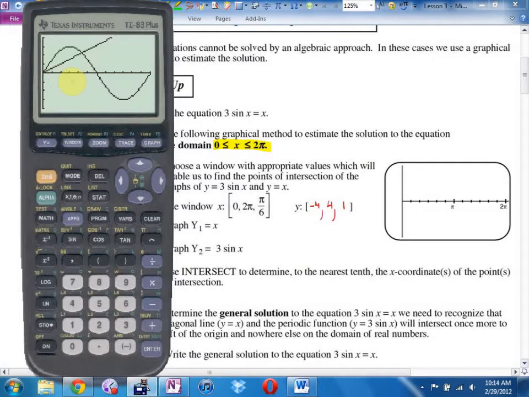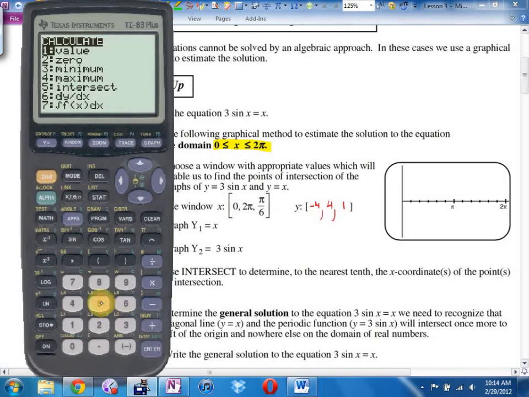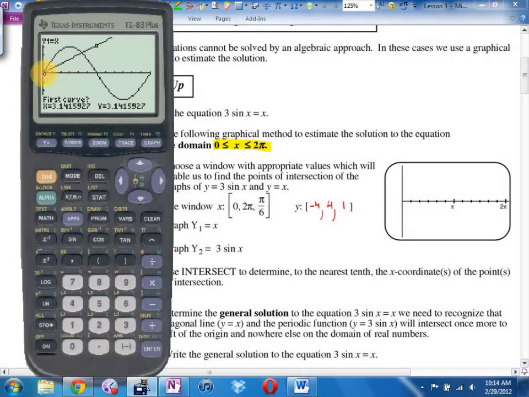But let's assume that we didn't. We're going to go intersection. Now, where's that? Second function, calculate. Option 5, intersection. Now, Spencer, what did we think that this answer was? So, first curve, I'm going to hit enter. Second curve, I'm going to hit enter. Because there's only 2 curves, I can just go enter, enter. For my guess, I want to see if I can find that 0. So I'm going to do a guess of 0.1. Enter.